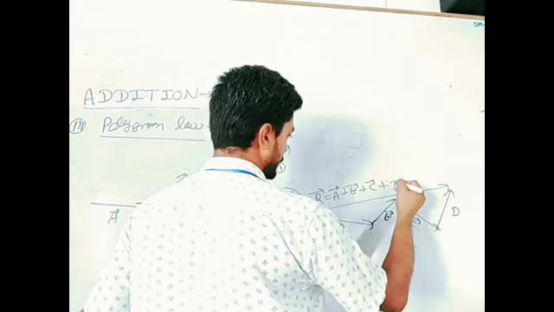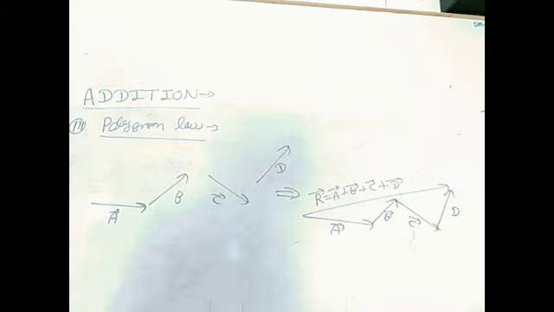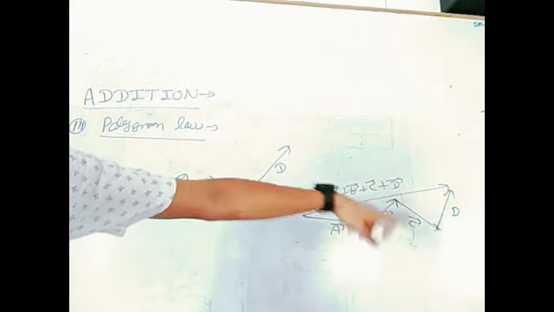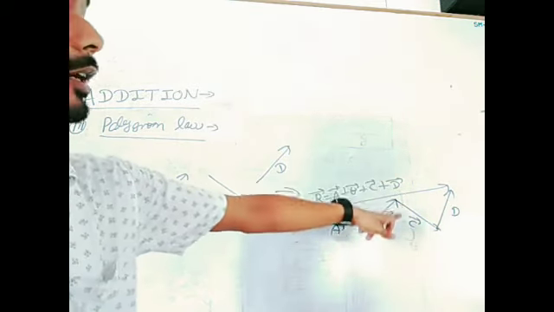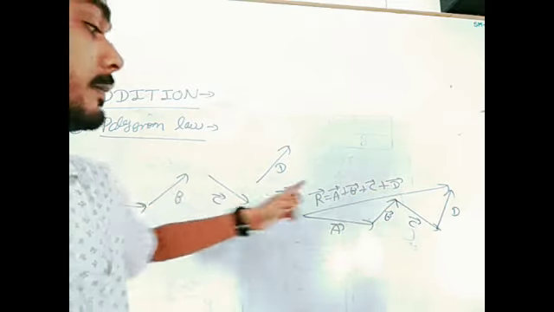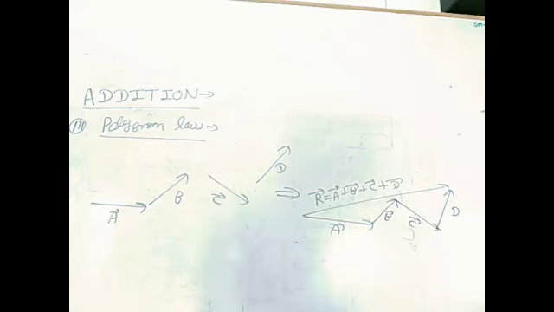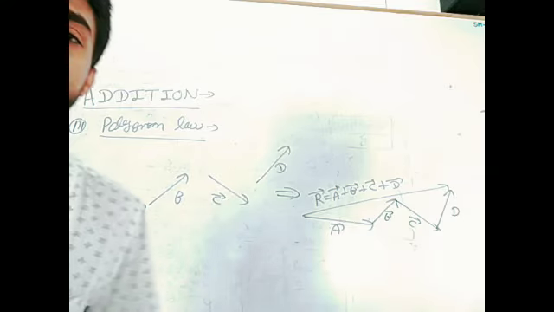And students, this is the polygon law of vector addition, which is similar to the triangle law. Draw the first vector, from the head of A draw the second vector, from the head of the second vector draw the third vector, and from the third vector draw the fourth vector, and the closing vector from A to D will give the resultant. Then students, this is the polygon law of vector addition.